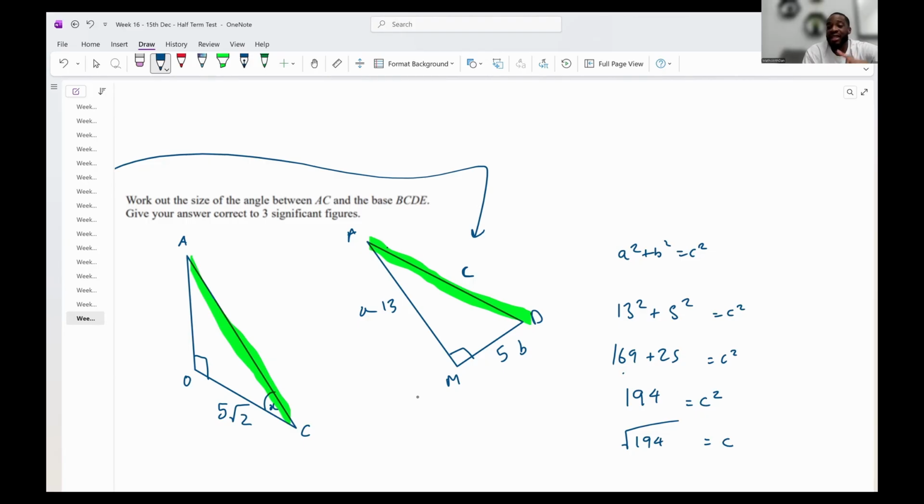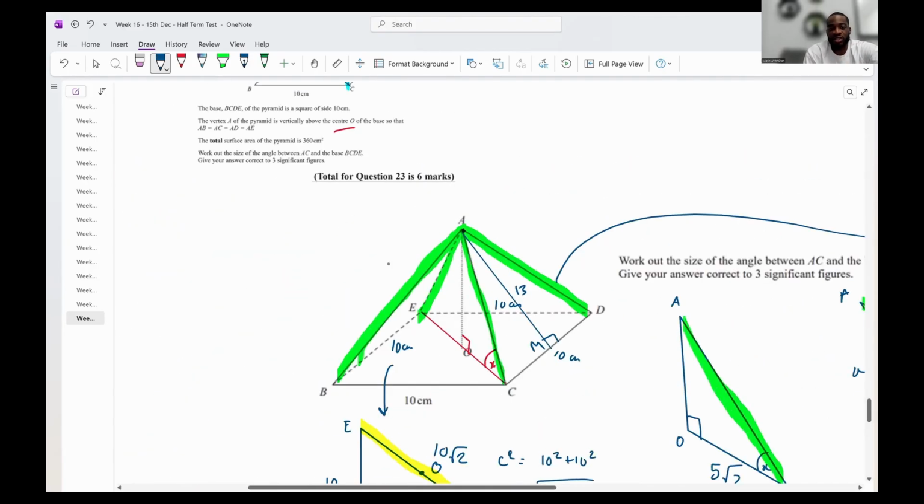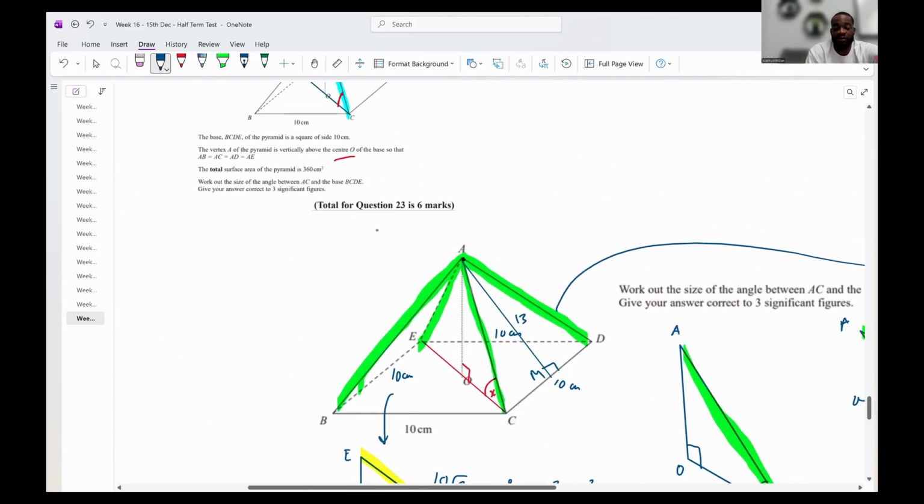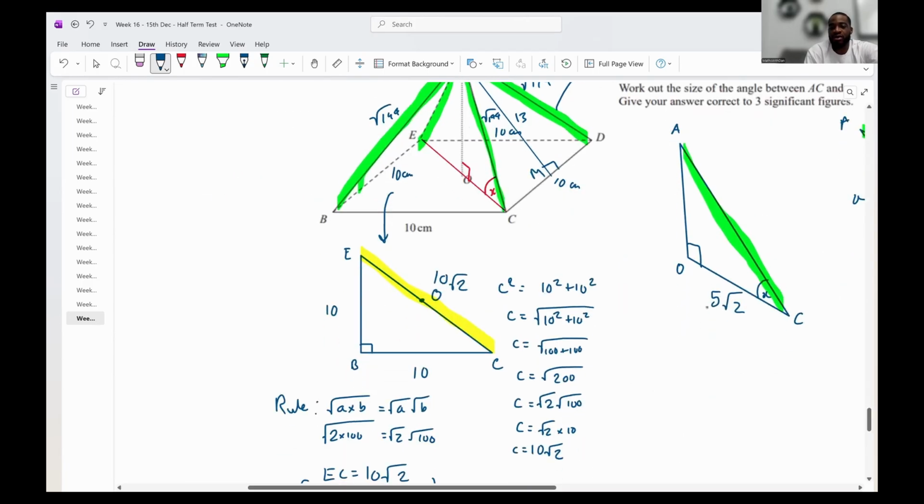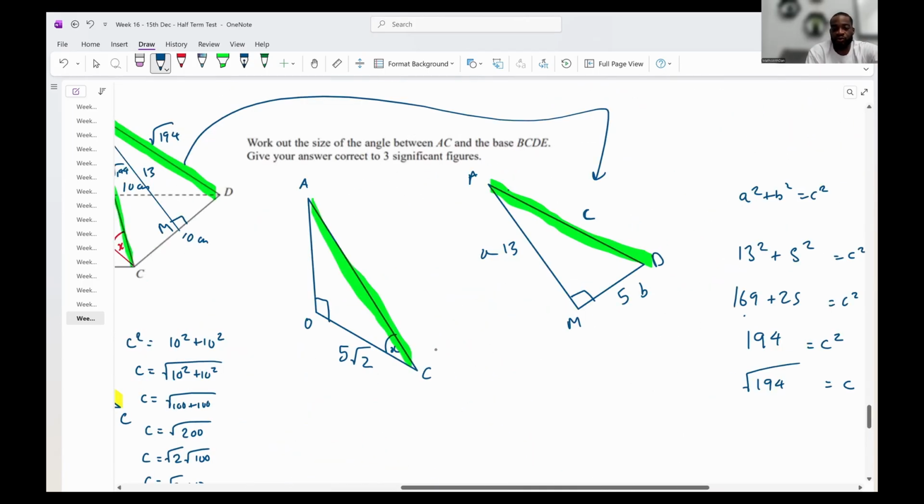So based on the fact that they've told us the total surface area of this pyramid, we've now figured out the lengths in green. They are all the square root of 194. That one is there, that one is there, and so on. How is that helpful? Because this is the missing piece of the puzzle. We now know what this is. This is a long question, by the way. Hopefully you guys are following.